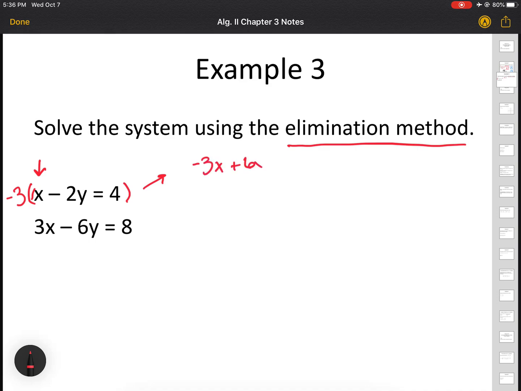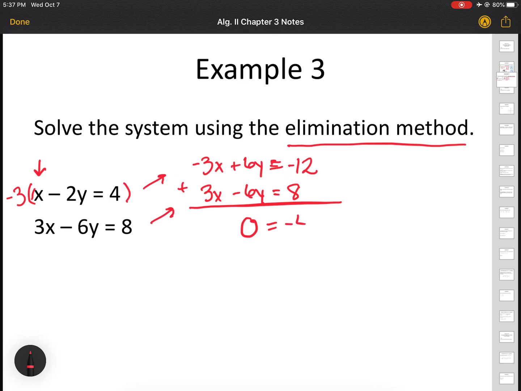Negative 3 times negative 2y is positive 6y. And negative 3 times 4 is negative 12. Then I'm going to put down my other linear equation that I didn't do anything to. Negative 3x plus 3x is 0. 6y plus negative 6y is 0. So they're both 0 on the left-hand side. And negative 12 plus 8 is negative 4.